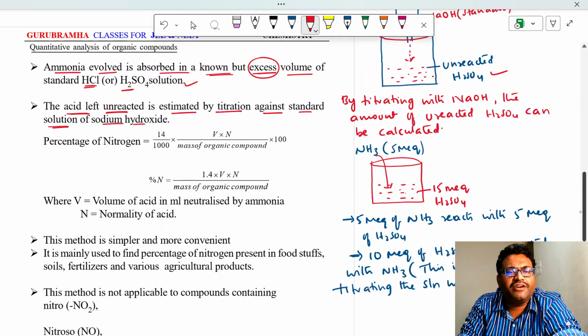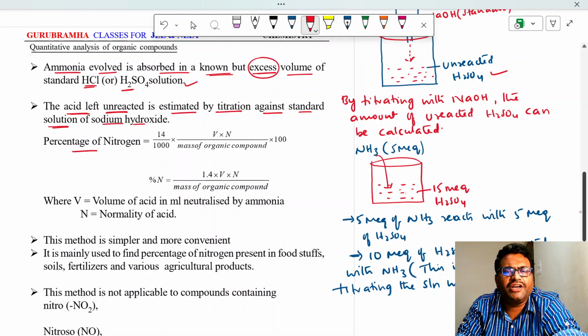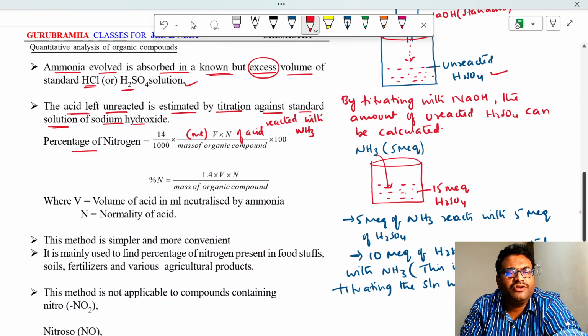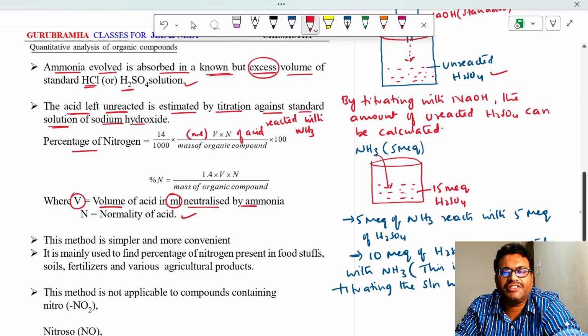So the percentage of nitrogen can be calculated by the formula 14 by 1000 into V into N, where V is the volume in ml of acid reacted with ammonia, divided by the mass of the organic compound, into 100. So this formula is important. You can see volume of acid in ml neutralized by ammonia, and N is the normality of the acid, right?